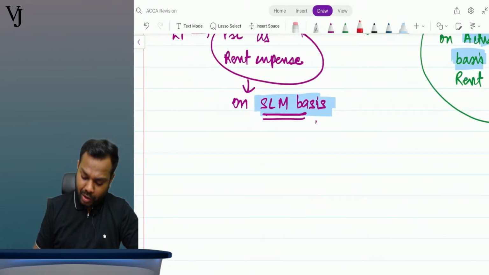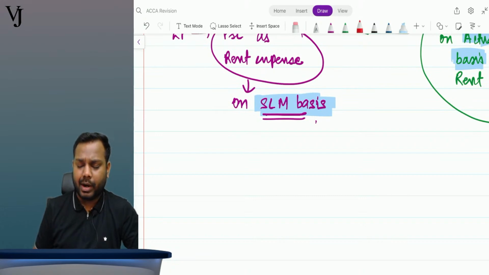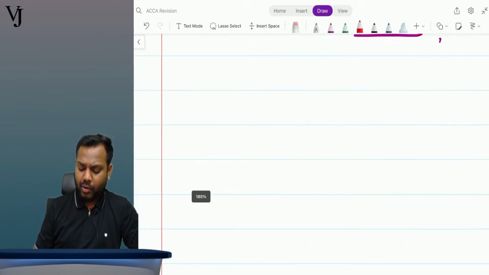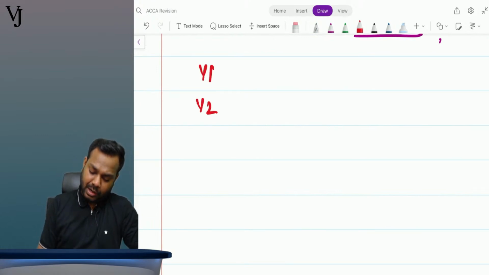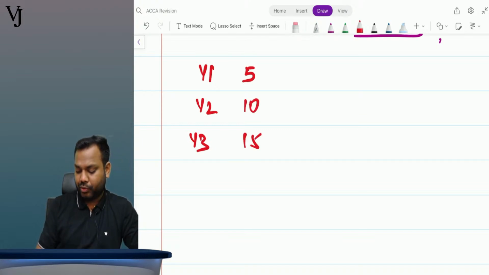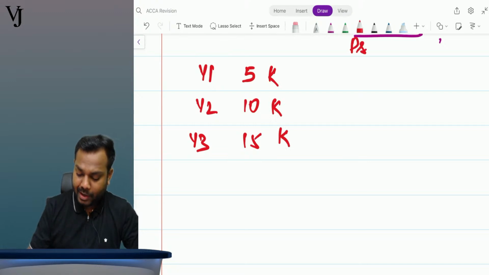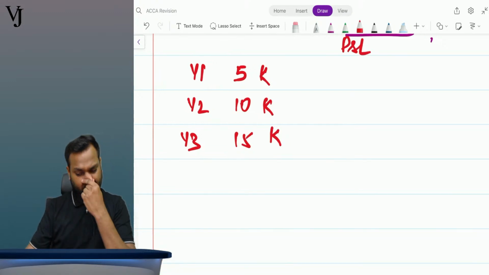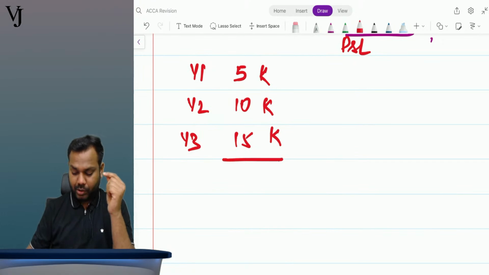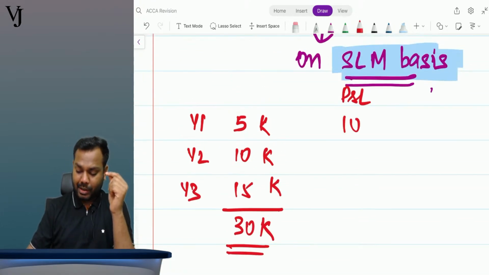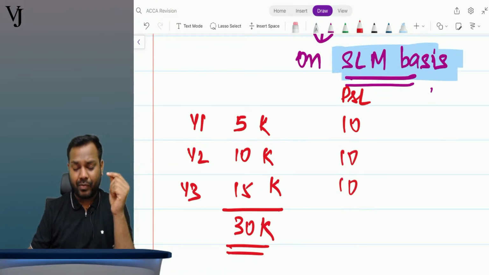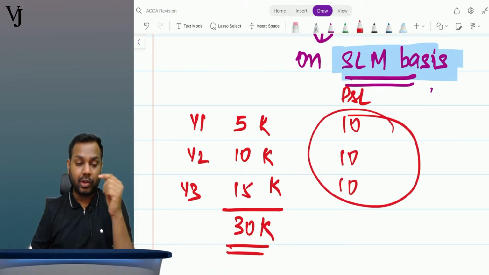Let's suppose you have taken a mobile phone on rent for 3 years. The lease rentals were for year 1, year 2, year 3: 5,000, 10,000 and 15,000. Now tell me, what is the amount that will be recognized in P&L? Total is how much? 30,000, right? So you will recognize in P&L 10,000, 10,000, 10,000 rather than 5, 10, 15. You will recognize 10,000, 10,000, 10,000 as a rent expense.